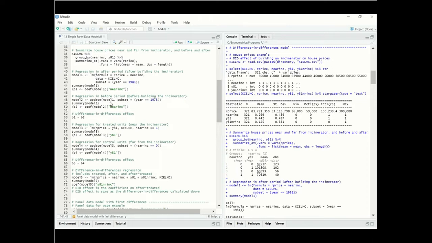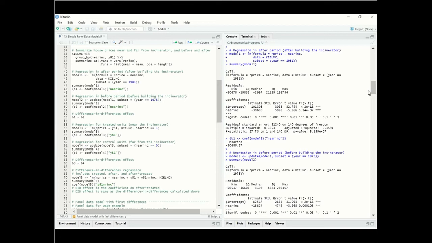And here in the before year, we pick up this model, update model 1, but for the subset we use year 1978. So this is the before year. Here we had the after year and we update it with the before year. We can summarize this and pick up B1, the coefficient on near incinerator here, and B2 we call the coefficient on near the incinerator in the other model. Let's see what we get here.